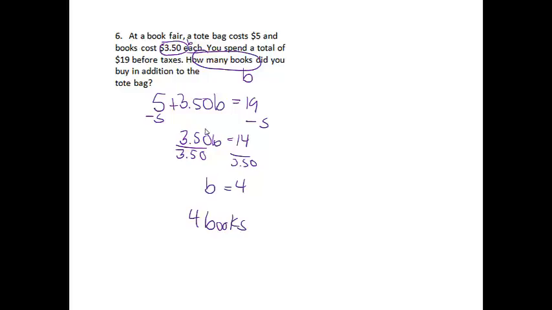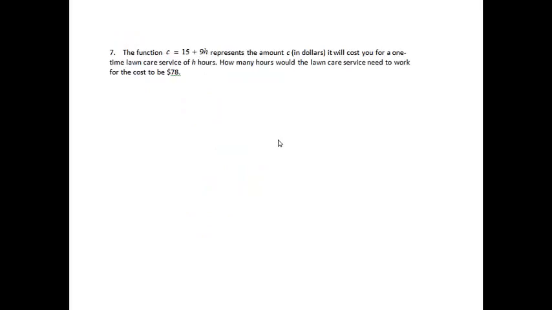And again, you don't have to write an equation, but show your work a different way if you got it somehow else. Right, number 7, the function C equals 15 plus 9H represents the amount C in dollars it will cost you for a one-time lawn care service for H hours. How many hours would the lawn care service need to work for the cost to be $78? So it says how many hours. We already know that that is a variable H. They already named that. And it says the cost is $78.